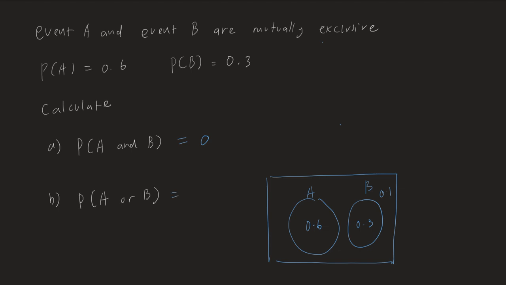And then P(A or B) would be 0.6 plus P(B), so 0.6 plus 0.3. Yes. So just that. Okay. Correct.